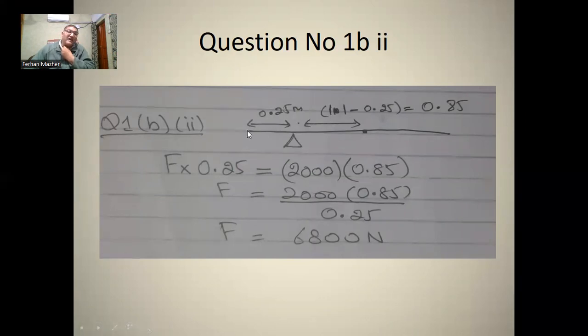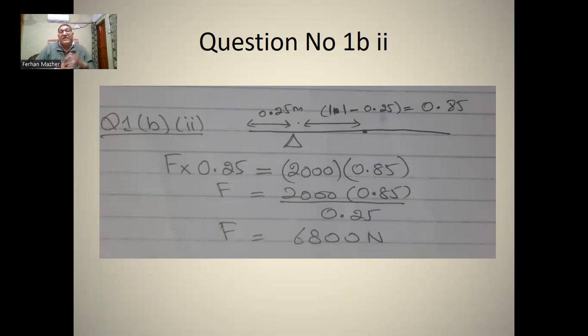So from the pivot, the moment arm of the force at P is 0.25 meter, and the moment arm of the weight from the pivot will be 1.1 minus 0.25, and that will be 0.85. So according to the principle of moments, the anti-clockwise moment is equal to the clockwise moment. So the anti-clockwise moment is the force at P multiplied by the moment arm, which is 0.25, and the moment produced by the weight is clockwise. It will be 2000 Newton multiplied by 0.85, and the moment arm of the weight is 0.85 meter.